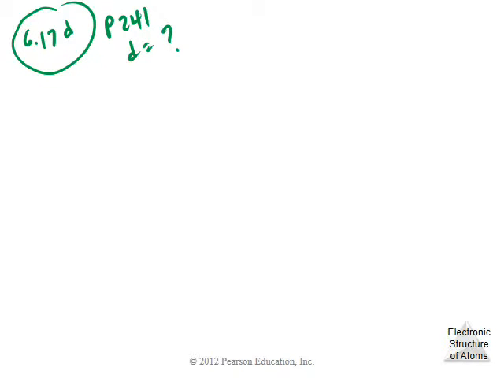Now we are going to do problem number 6.17D, and that's page 241, Brown LeMay Bursten book, 12th edition. Now the question is, what distance does electromagnetic radiation travel? The question is about distance. Let's use d for distance. So what distance does electromagnetic radiation travel in 50.0 microsecond?